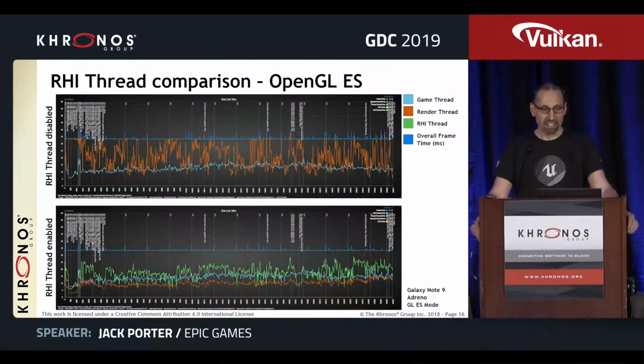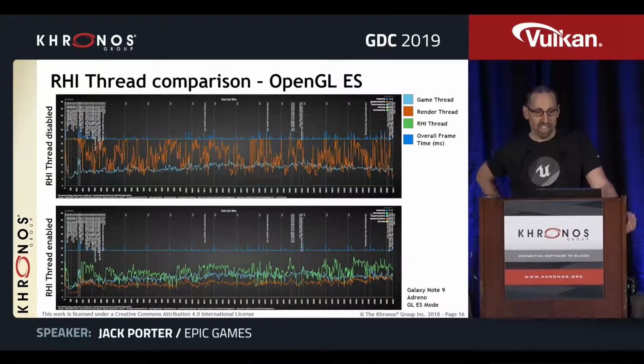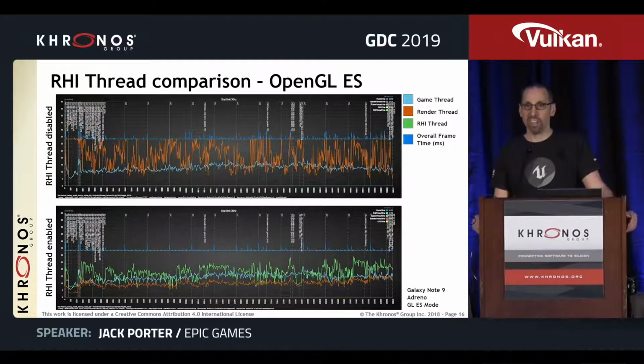So for GLES, the scale on the left is in milliseconds, so the blue line is 33 milliseconds. That's the overall frame time. The orange color is the time spent in the render thread. So in the top half, that's the combined visibility, scene graph walking, and API calls. And in the bottom, you can see we've added the extra green thread, which is just issuing the API calls. So that's been a big win for us.